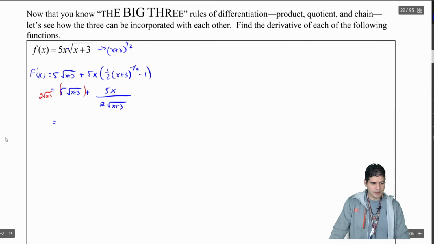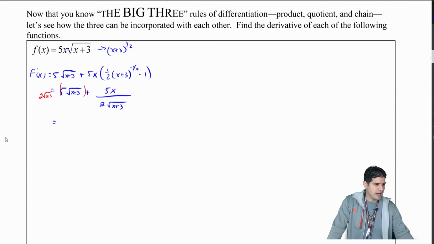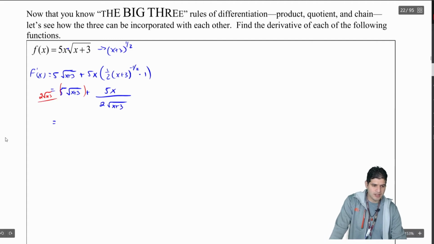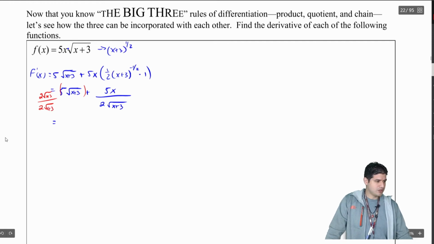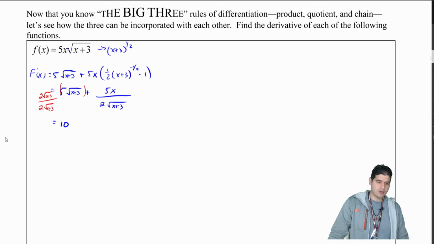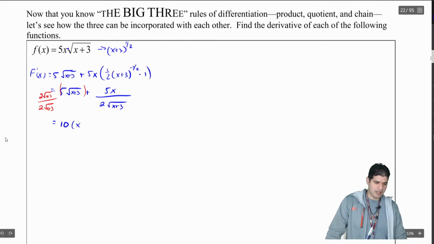I'm going to get 5 times 2. And actually, I want to clarify that I'm not just multiplying that. I'm multiplying by 2 over square root of x plus 3. I'm multiplying it by 1 here to make a common fraction, just to be specific. And so 5 times 2, I'm going to get 10. And square root of x plus 3 times square root of x plus 3, that's going to be times x plus 3. And then I'm going to have the plus 5x now.